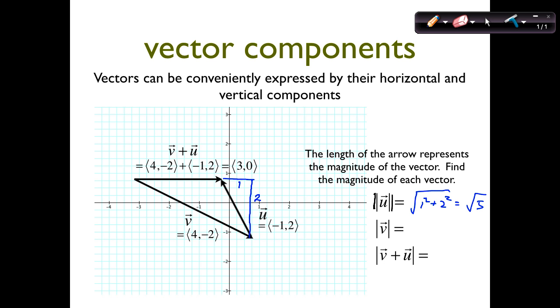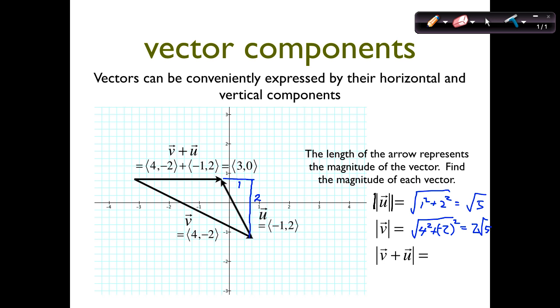Okay, v? Is that 2 root 5? Square root of 20, 2 root 5? Okay, and then what about v plus u? We're going to do the square root of the sum of the squares? So if you do that, it's kind of like you turned your brain off.